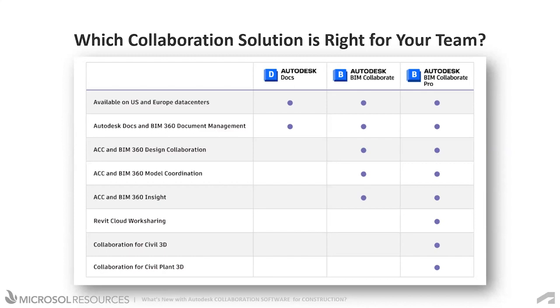BIM Collaborate enables project teams to view, mark up, and comment on 3D models, perform clash detection, and track issues. It is ideal for project teams that need design collaboration and coordination. BIM Collaborate Pro includes all the features of BIM Collaborate plus Revit Cloud Worksharing, collaboration for Civil 3D and for Plant 3D.